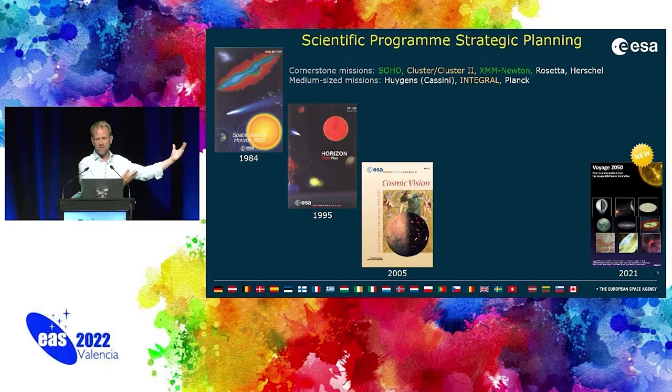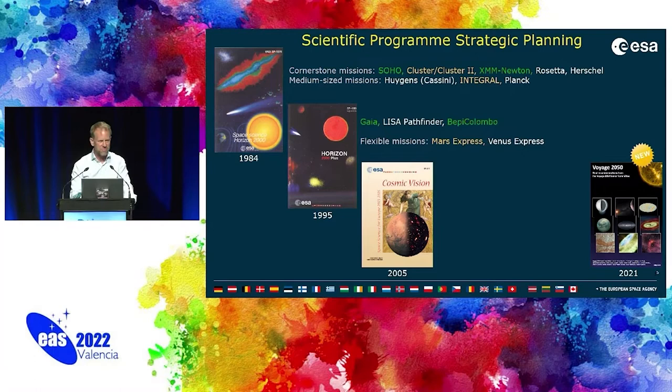So if you go into the 90s, that's when we had planned Gaia and BepiColombo. Of course, Gaia was extremely prominent here. I saw that somebody sneaked in a sticker right there. So thanks for the extra publicity. BepiColombo, which we flew to Mercury, Mars Express.